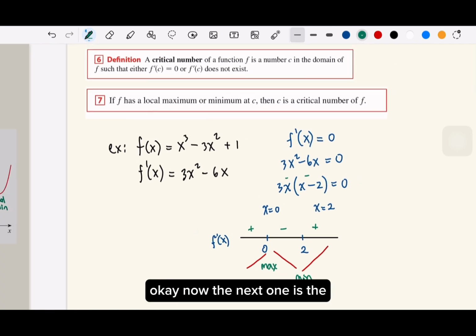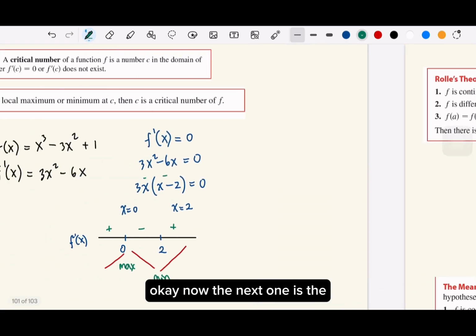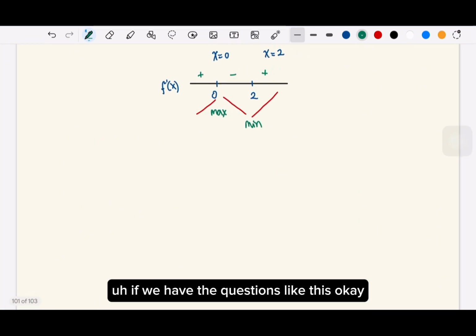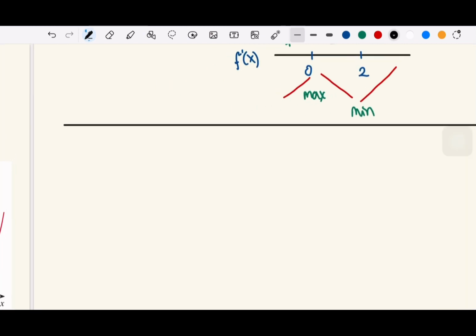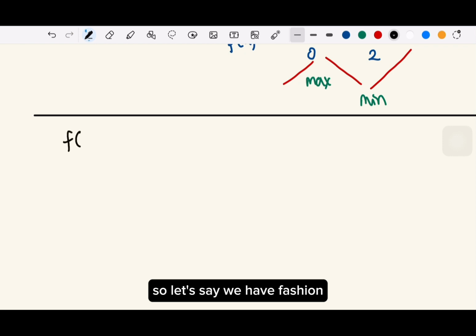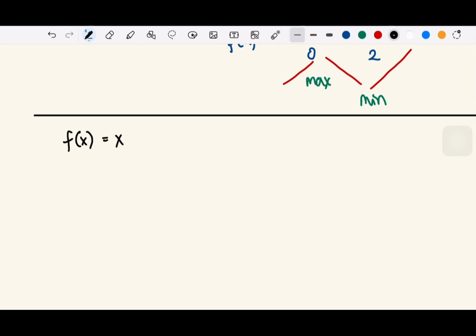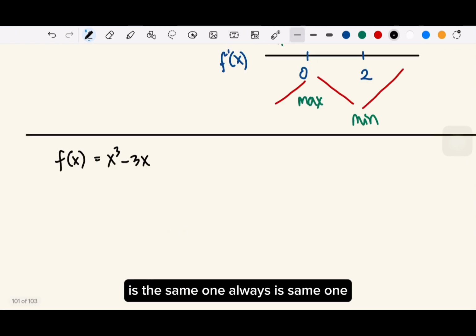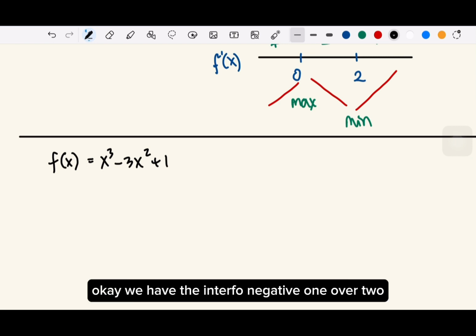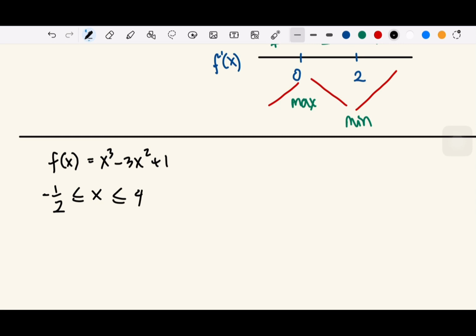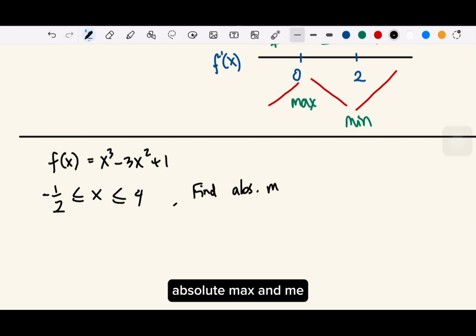Okay. Now the next one is, if we have a question like this, let me give you more examples. So let's say we have a function. Is it the same one? Oh, it's the same one. But we have the interval -1 to 4. And this question is to find the absolute max and min.